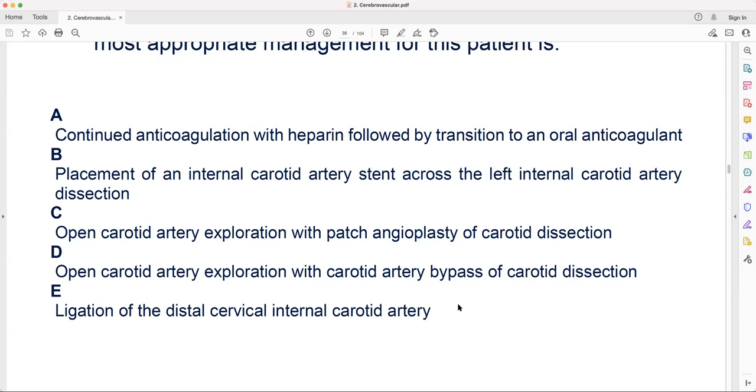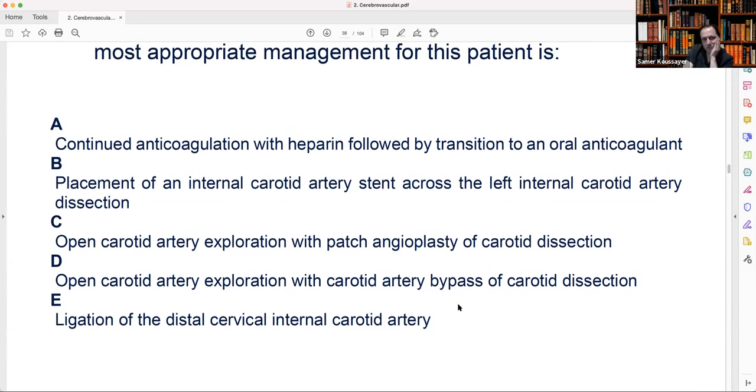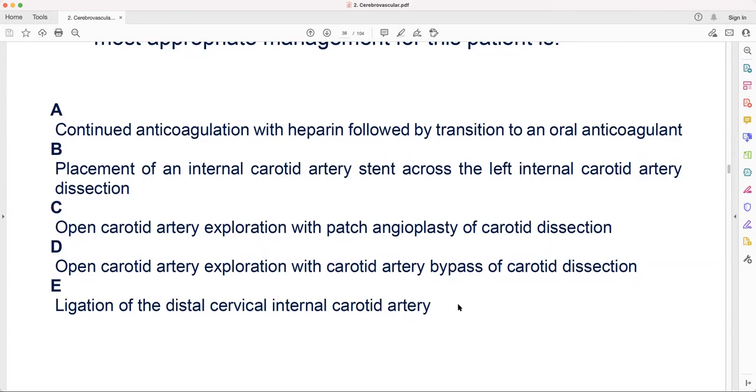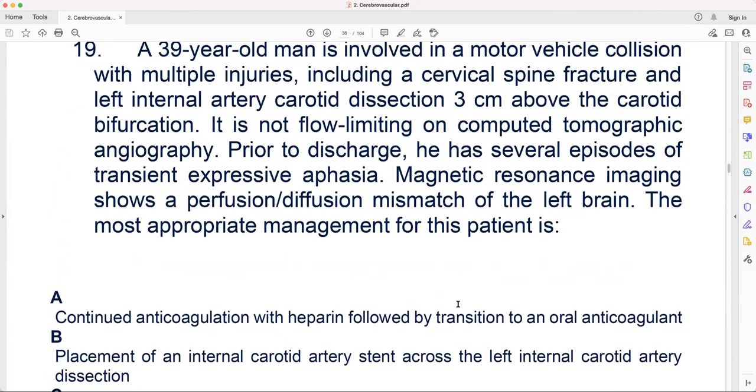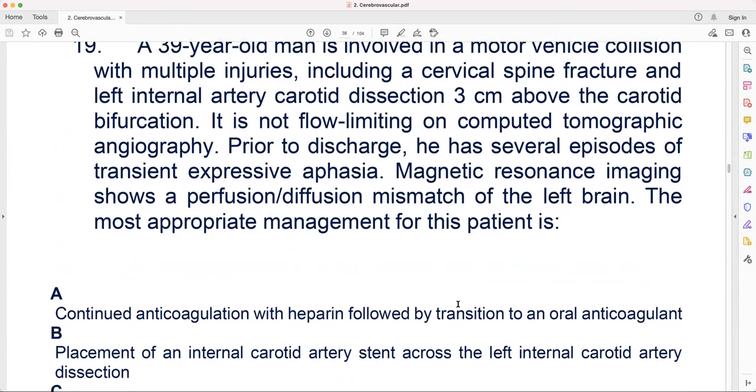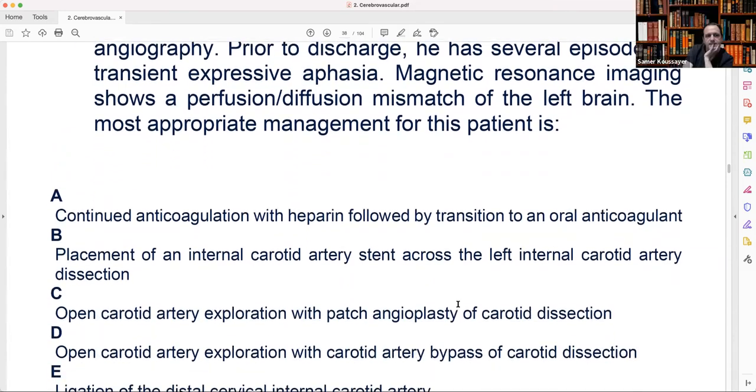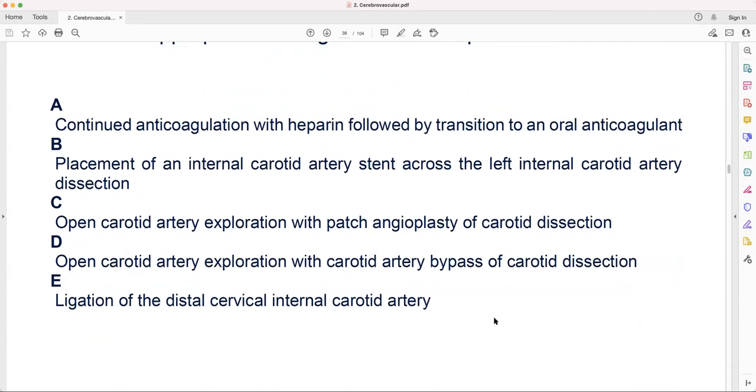Open carotid artery exploration with patch plasty of the carotid dissection. I think it's not suitable for this case because there will be no distal control. It's difficult to control it 3 centimeters above the bifurcation. Correct. Open carotid artery exploration with carotid artery bypass. It's not suitable for this case. Ligation of the distal cervical internal carotid artery.